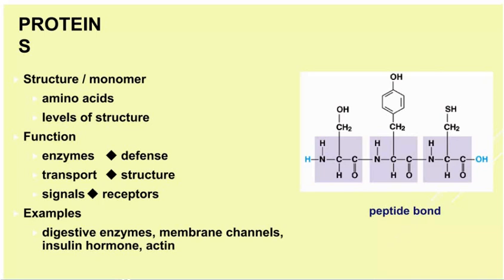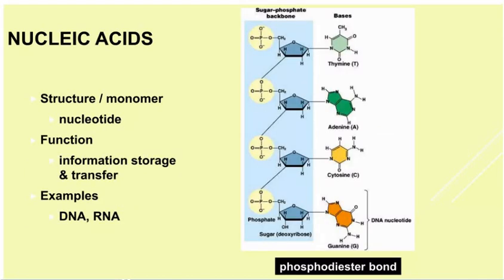Proteins: monomers are amino acids, with levels of structure; functions are enzymes, defense, transport, structure, signals, receptors. Examples: digestive enzymes, membrane channels, insulin, hormones. You can see the peptide bond. Now nucleic acids: the monomer is the nucleotide; function is information storage and transfer; examples are DNA and RNA.